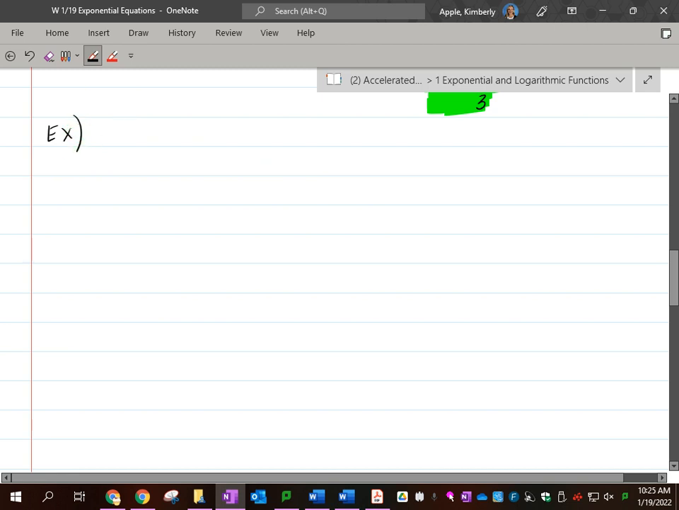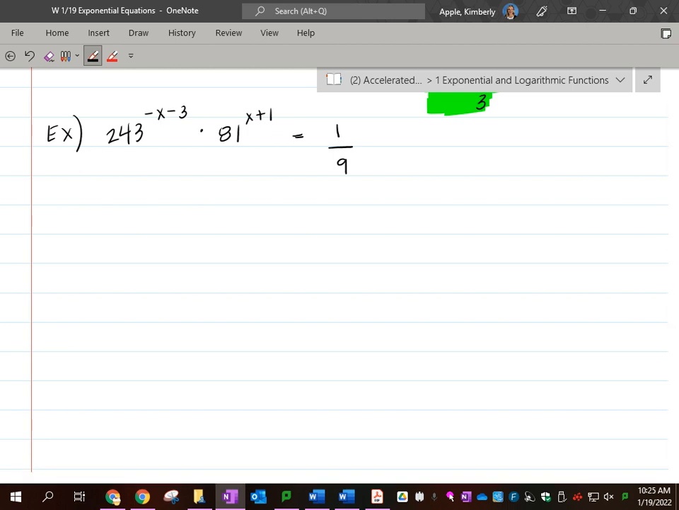All right. 243 divided by negative x minus 3, or to the power of... 81 to the x plus 1 equals 1 over 9. It's hideous. It's hideous, right? So I'm going to walk you through my thinking briefly, and then I'll go back and expand a little more on what I'm doing, okay?